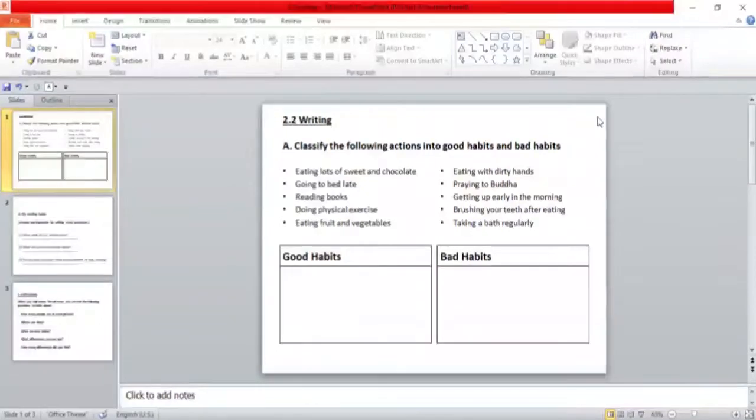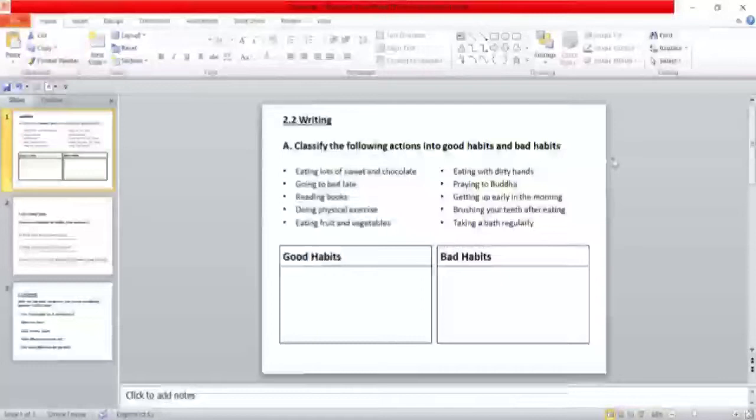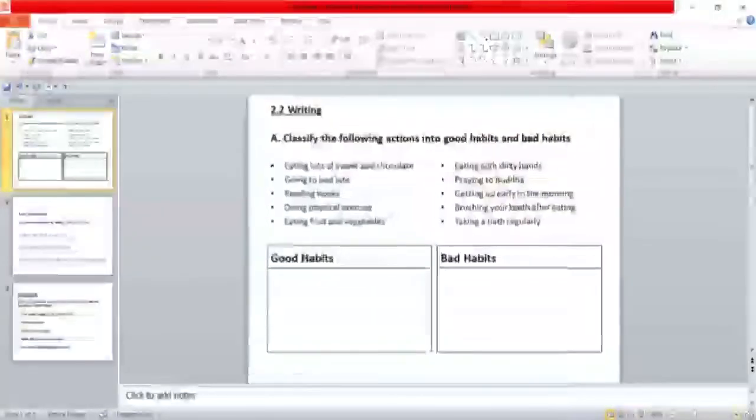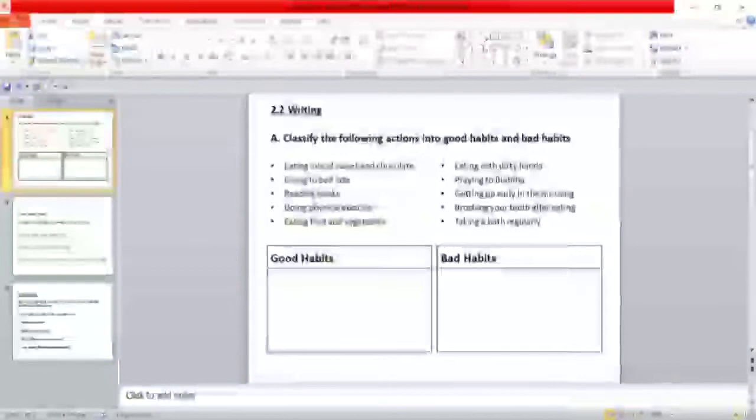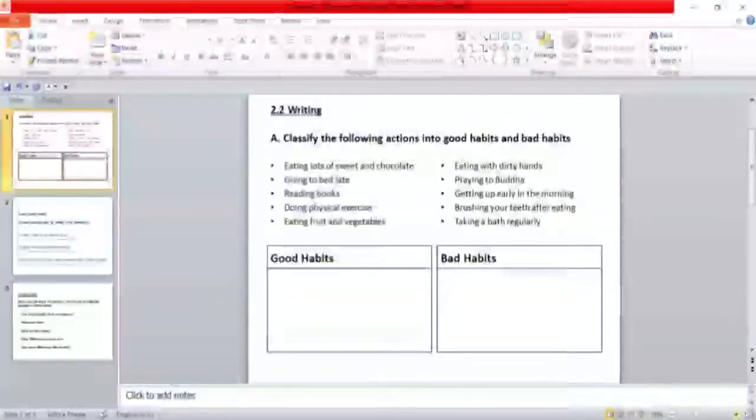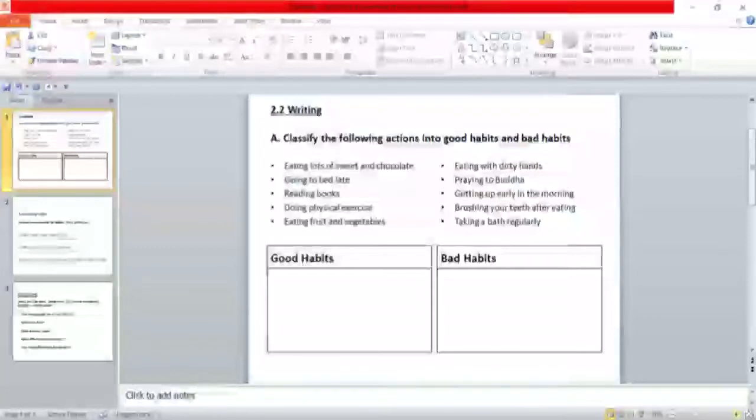one is classifying the following activities into good habits and bad habits. Okay, good habits and bad habits. I want you to do that one in your textbook because it gives you the space, so like 2.2 writing, good habits and bad habits.